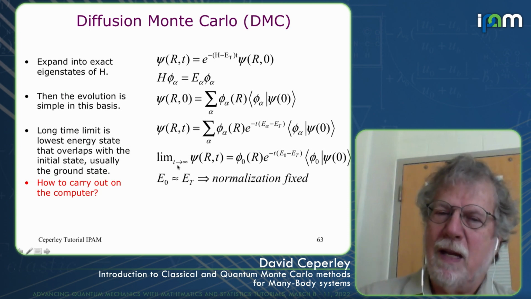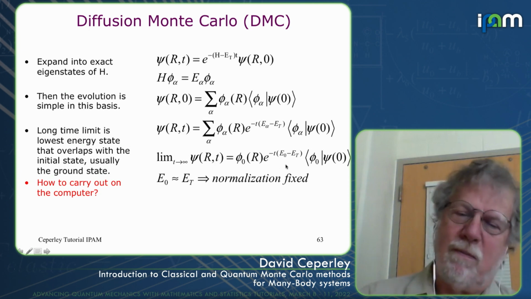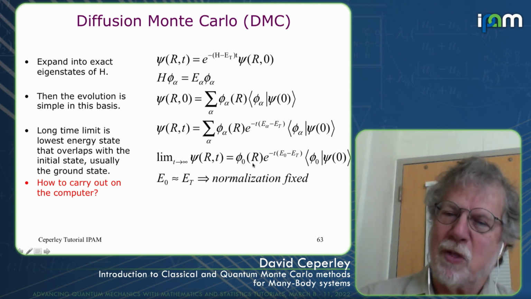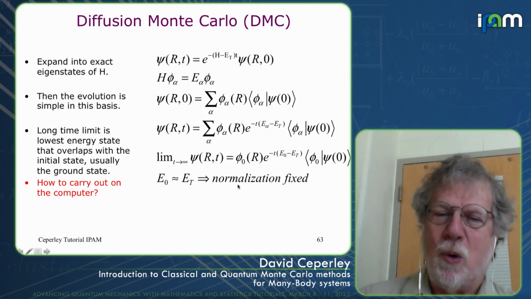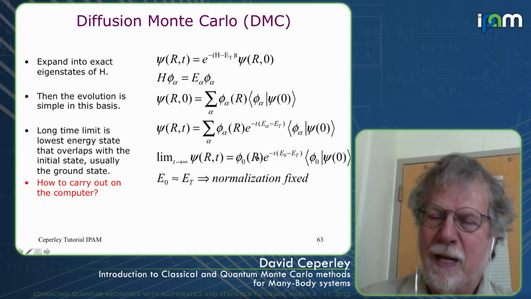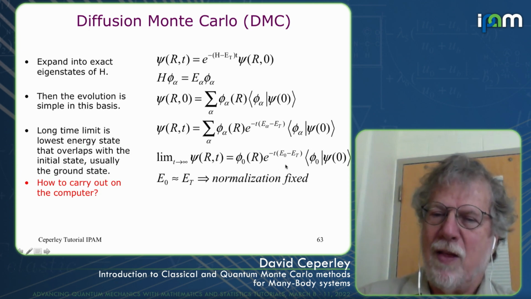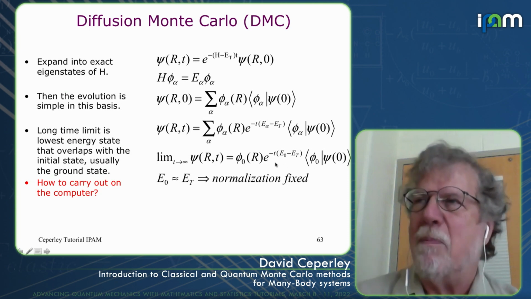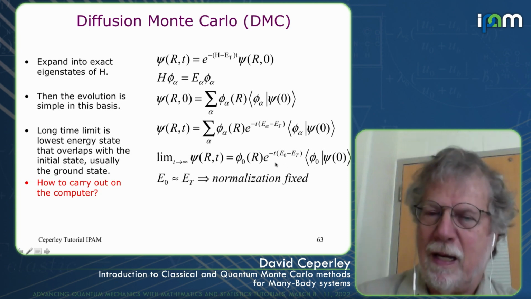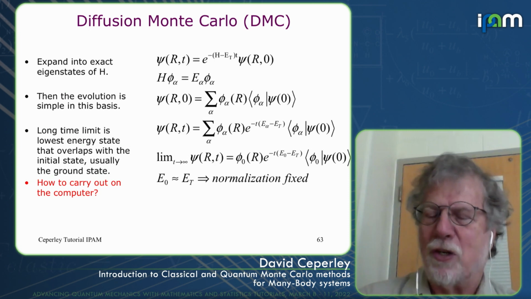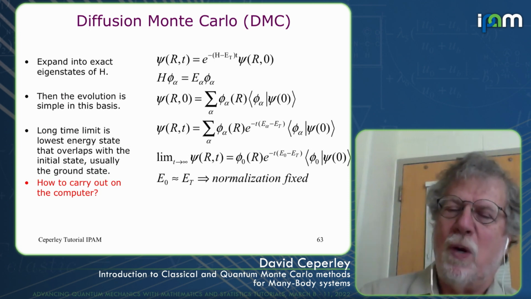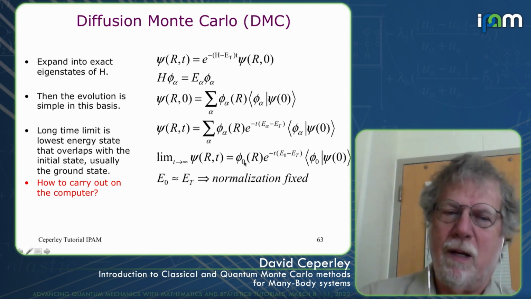So the limit at large time is the ground state wave function times this normalization factor. This normalization factor right here is just a number. If you adjust the trial energy, as it's called here, to be equal to the ground state energy, then this gets rid of the time dependence, if you just normalize the wave function. And so you have projected out the ground state wave function.